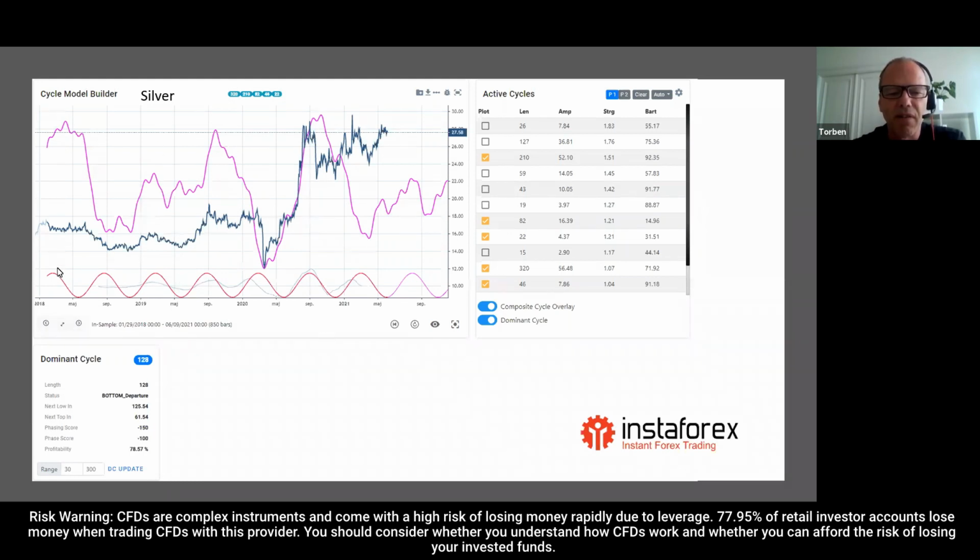Here you can see silver. The dominant cycle you can see here is 128. That is this one you see down here, going up and down. The other one is all the active cycles that are in the market right now, and you can see there are a lot of them. When you do a combination up here for the five most dominant, you get this cycle, and you can see it captures the upswings and downswings pretty well. But let's try to move on.